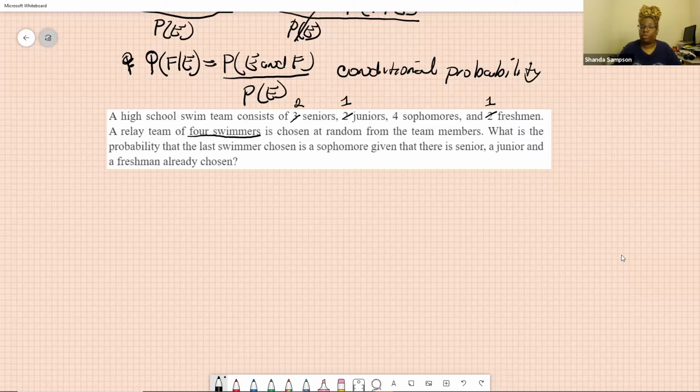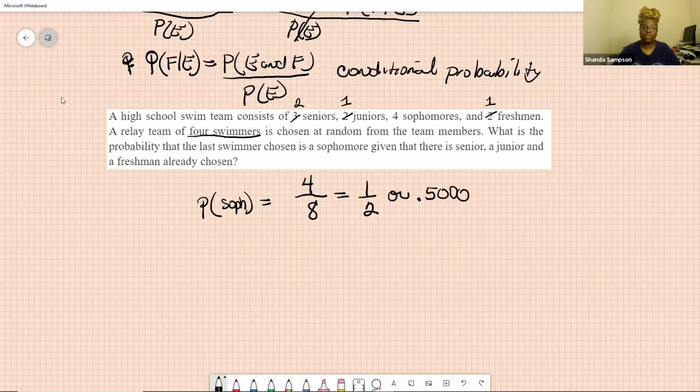So on our 4th choice, first of all, remember probability is out of a total. What is our total? How many swimmers do we have left? Well, we have 2 seniors, 1 junior, 4 sophomores, 1 freshman: 4, 5, 6, 7, 8. So we have a total of 8 swimmers left. Then we're looking for the probability that the last swimmer is a sophomore. How many sophomores do we have left? 4. So 4 out of 8 is the probability that you choose the last one as a sophomore. Remember, one answer or the other.